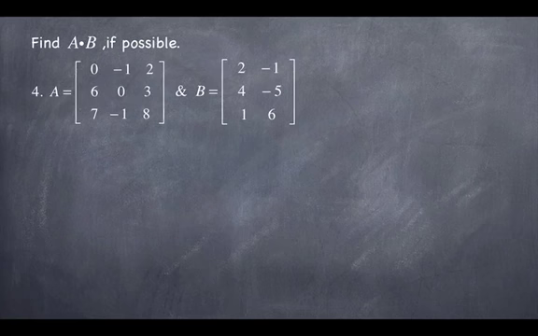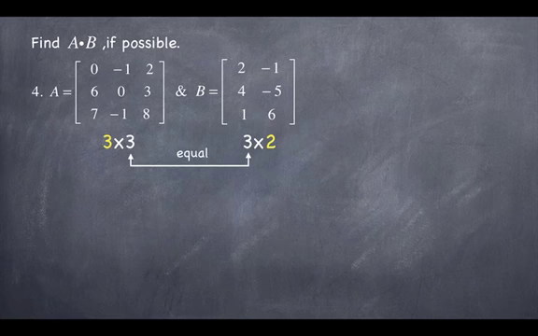This is number 4. It says find the product of A and B if possible. This is how you know it's going to be possible. This is how you should approach a product of two matrices. First thing, you want to find the order of each of the matrices and look at these two values. Since those are equal, the product is possible.